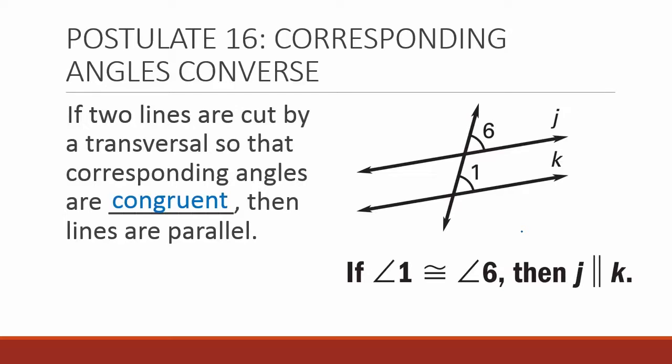Basically what they're saying is if you have two angles that are congruent and they are in the same location when you draw that box, as angle 1 and angle 6 are, then lines J and K are parallel.